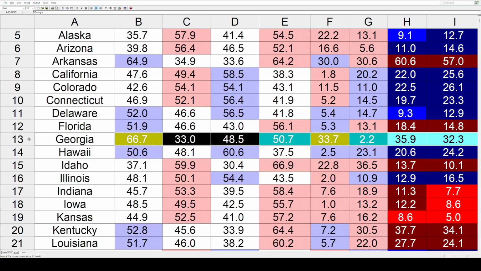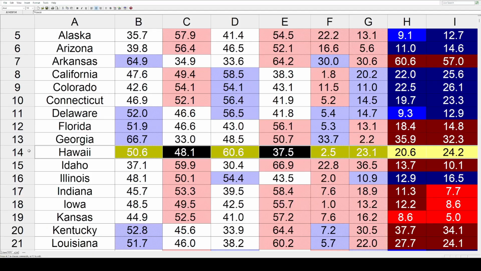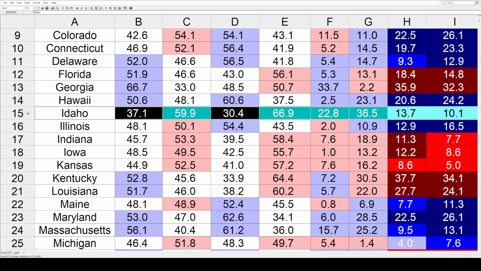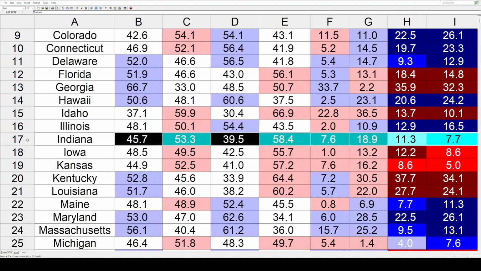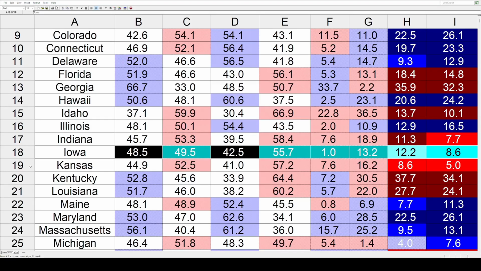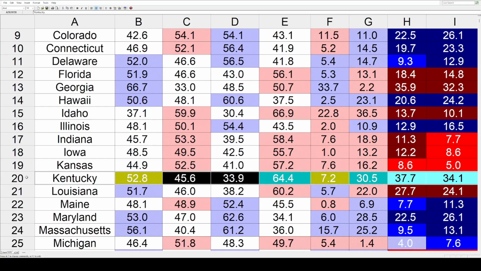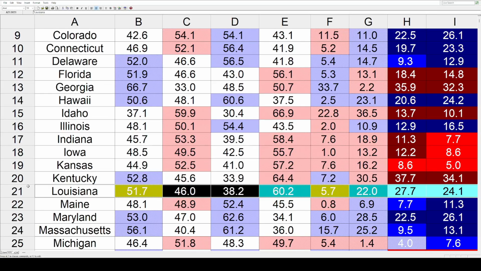Georgia, of course, Carter's home state in '76. That trended hard toward the right at 32.3. Hawaii is back in the other direction at 24.2. But Idaho is back toward the right at 10.1. Illinois again is back toward the Dems at 16.5. And now we've got red trends in Indiana at 7.7, Iowa 8.6, Kansas 5, Kentucky 34.1, and Louisiana 10 less than that at 24.1.